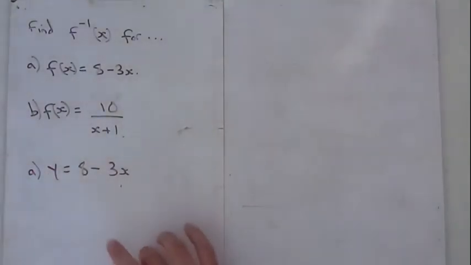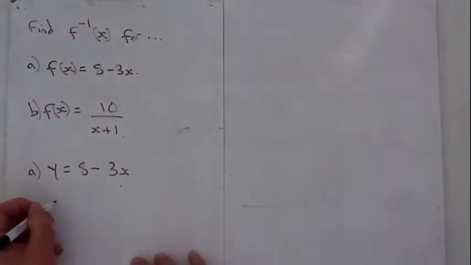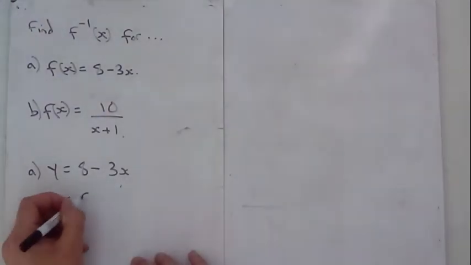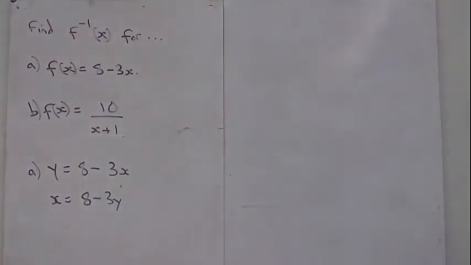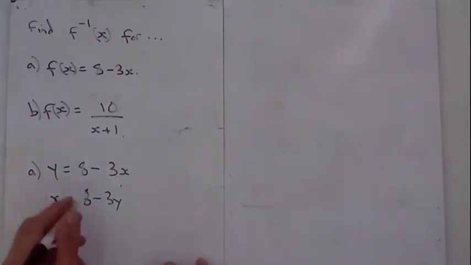So now you get a choice. I'm going to have to rearrange and make this the subject. A lot of people will now at this point interchange the x and the y. I will do that. I don't really like doing that, but I will. So I'm going to write x equals 8 minus 3y, and then I'm going to make y the subject. The reason why I'm doing it like this is because I think it's more mark scheme friendly, which is probably a good idea.